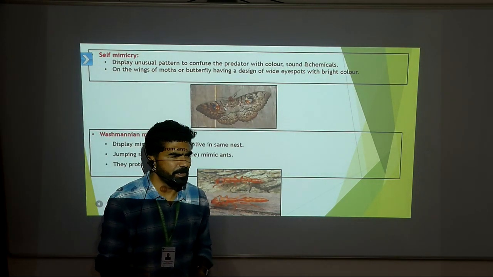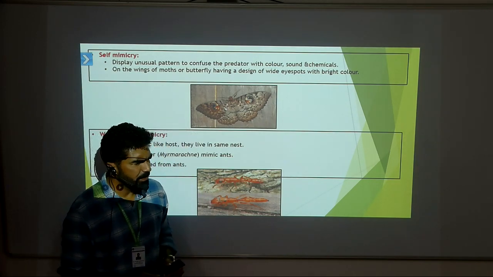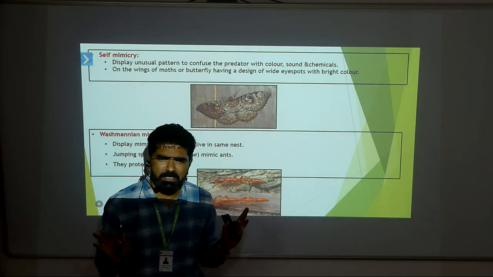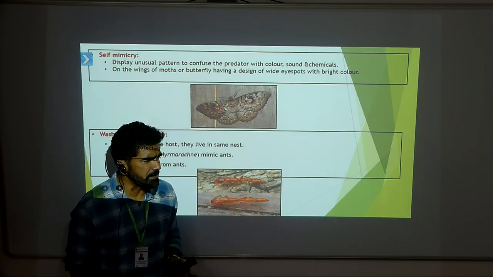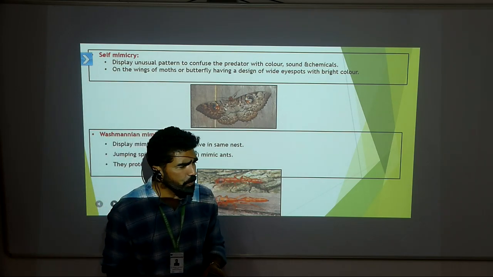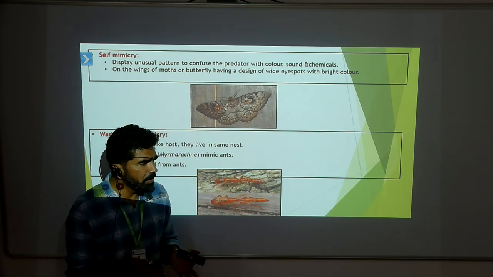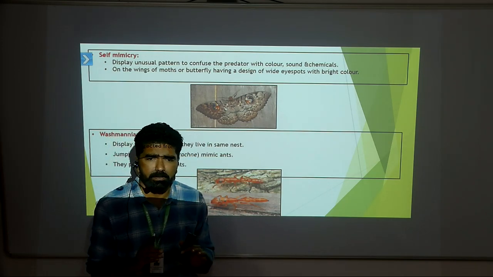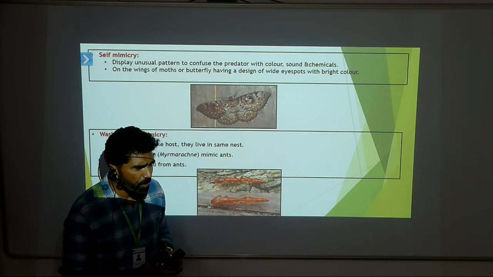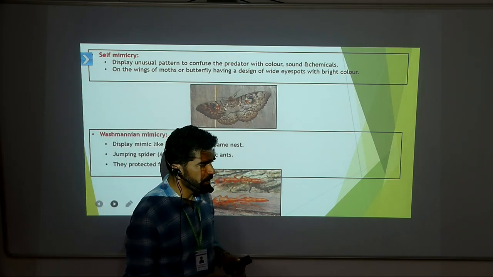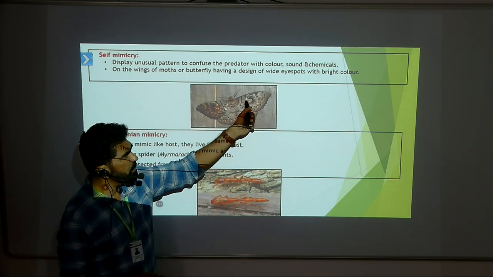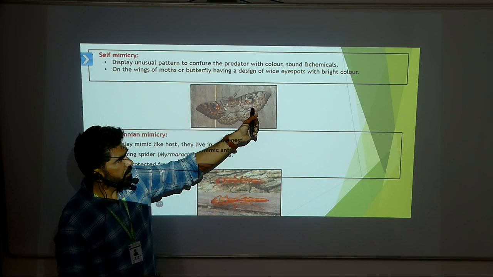Next is self mimicry. In this self mimicry, what happens? The organism has some specific type of unusual patterns on its body, and because of that, the predator gets confused. Okay, with that color, or they create a very particular type of sound, or some have chemicals also.